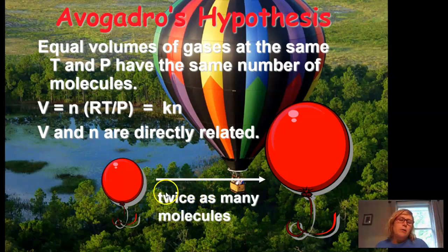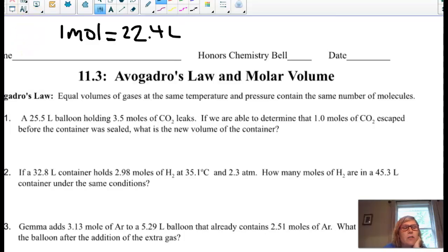I'm going to switch over to Smart Notebook and do a couple problems with you. If you look at the first set of problems, it's under Avogadro's law and molar volume. The first problem says a 25.5 liter balloon holding 3.5 moles of CO2 leaks. What you're going to do is set up a proportion.